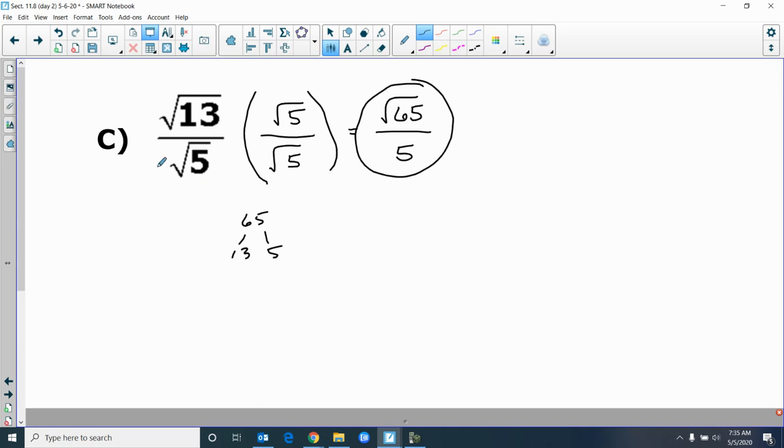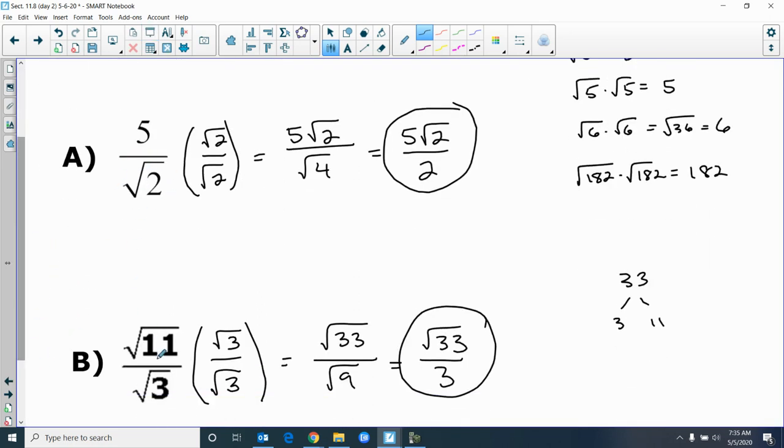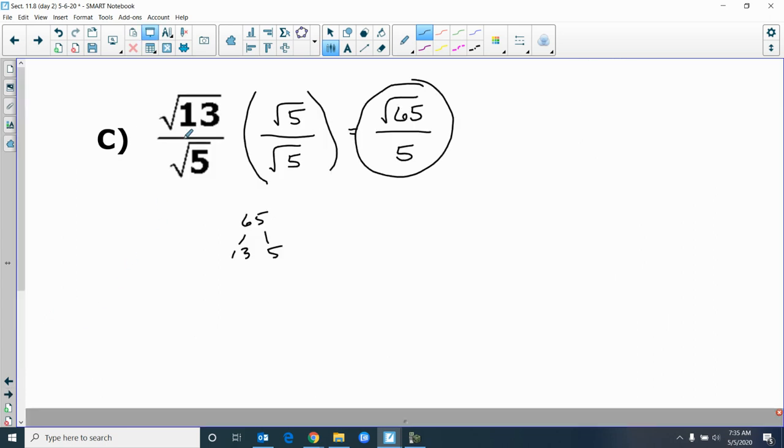So if you just got a radical, all of these three have been very similar. Just say a radical 2, a radical 3, a radical 5. Multiply the top and bottom by that.